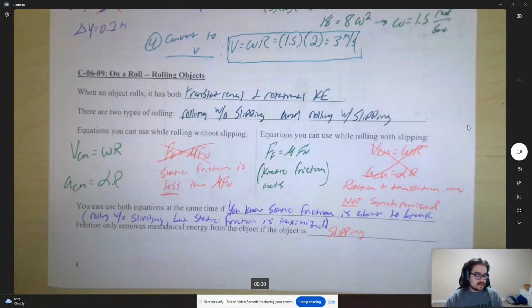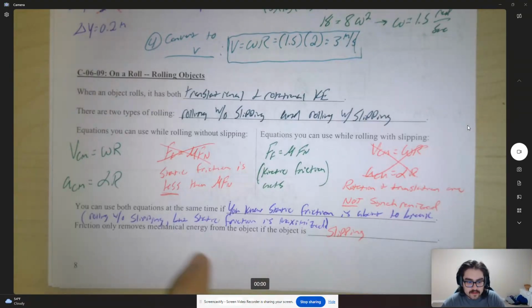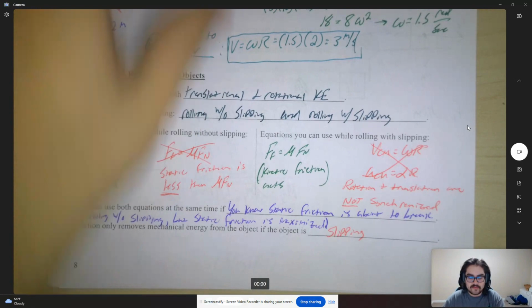It's like the block sliding down an incline. If there's friction, then friction will remove the mechanical energy from that object.